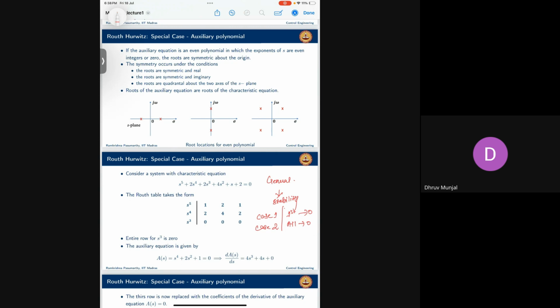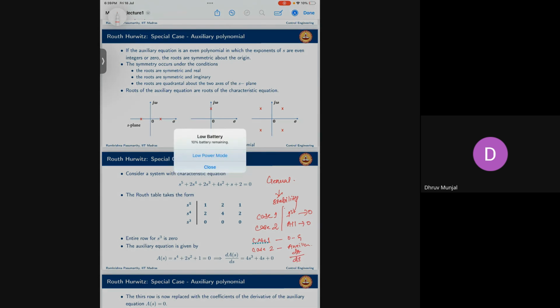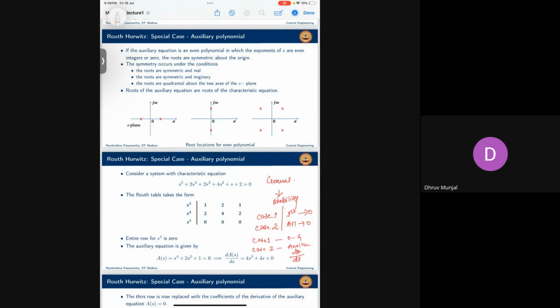In case 1, you will just replace the 0 with epsilon. In case 2, you will write an auxiliary equation and differentiate it with respect to s. The auxiliary equation can be written based on the previous row. Then you will replace the row with the coefficients of the differentiated equation. No need to replace the second row.